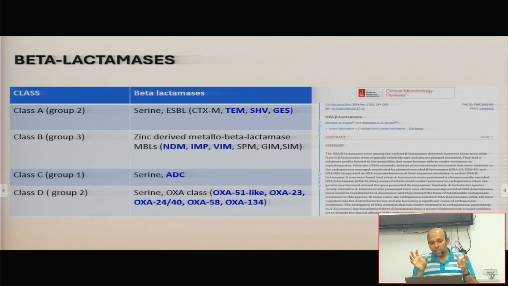So OXA-23 is there, OXA-24/40, 58, and then OXA-134. Those are all carbapenemases. OXA-51 is not a carbapenemase. Okay. OXA-51 is the intrinsic gene of Acinetobacter baumannii only. Okay. Acinetobacter baumannii is identified based on that gene. If it is positive for OXA-51, it is a baumannii. 99% of the species will have that gene.